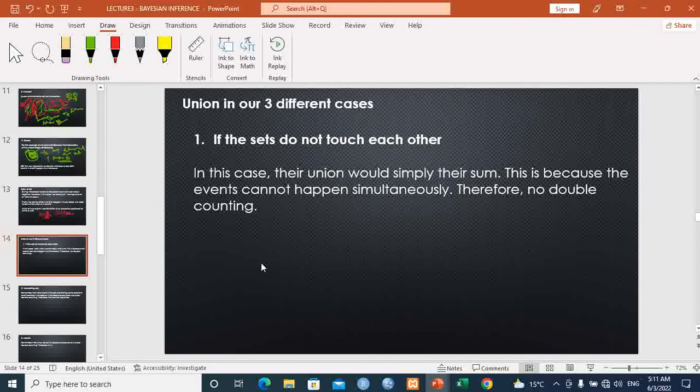Okay, let's look at the three ways that we have the sets interacting: when they don't touch each other, when they touch each other, and when a set is a subset of another set. How do we calculate the union? The point to remember is that when you are getting all preferred outcomes for both sets that are interacting, you make sure that you avoid double counting.